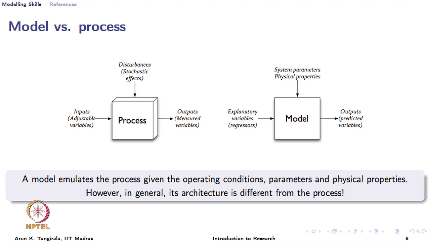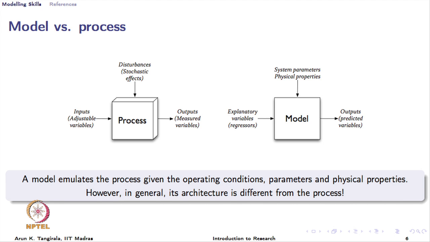Now, the model also gives you the outputs that are of interest to you. In fact, typically the output of a model is the same as the output of the process, but the output of a model is nothing but the variable that you want to predict. And the inputs to the model need not necessarily be the physical inputs that go into the process. The inputs to the model are generally more or the same as the inputs that go into the process.